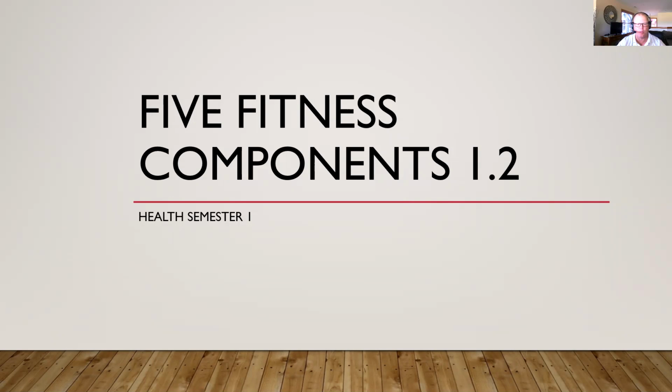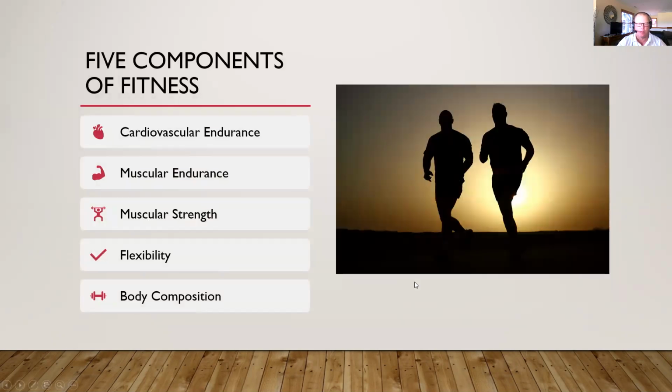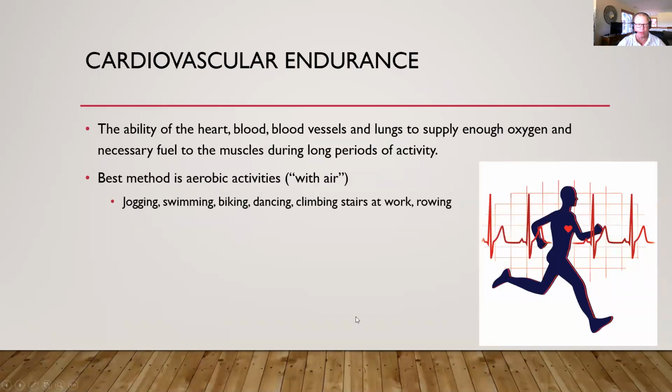Lesson 1.2 from Health Semester 1, and this lesson is going to cover the 5 fitness components. So first of all, the 5 fitness components are cardiovascular endurance, muscular strength, flexibility, and body composition. Let's start out with the first one, which is cardiovascular endurance.